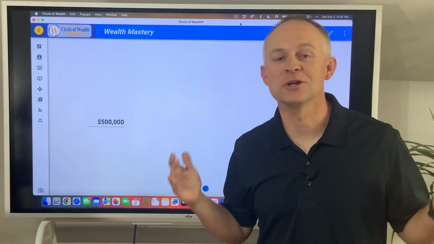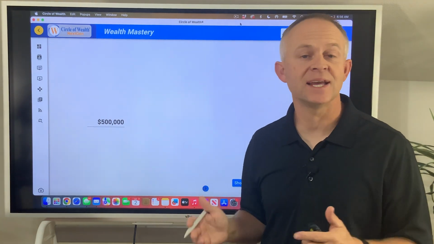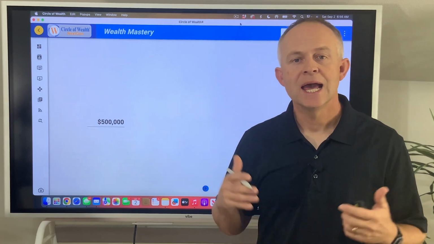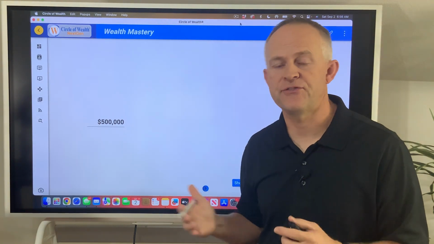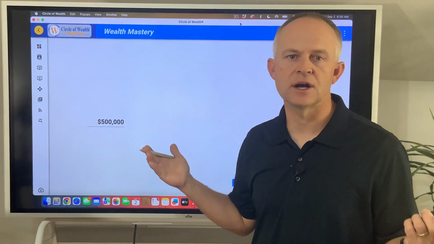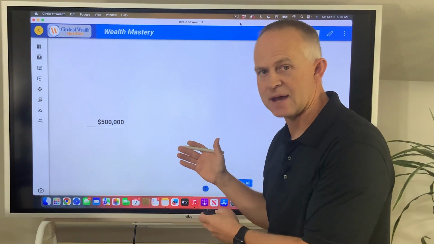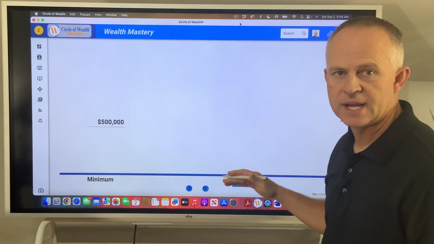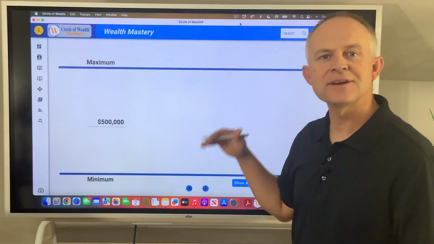Okay, so let's take a closer look at what the billionaires, the banks, and the large corporations are doing, what we call a maximum efficient contract. So, when you're talking about $500,000 of life insurance, as an example, there is the minimum that you can pay for that, and then there's the maximum.